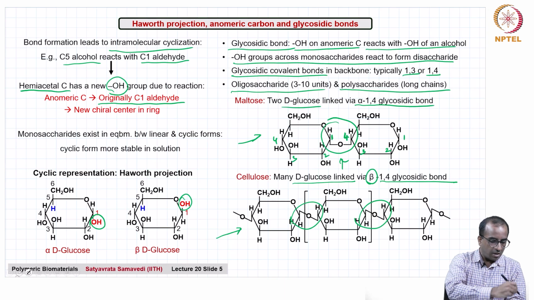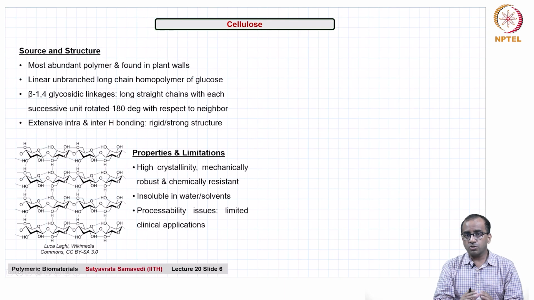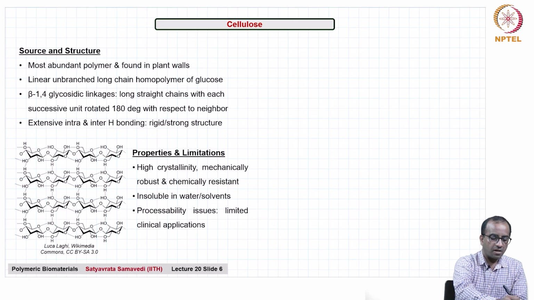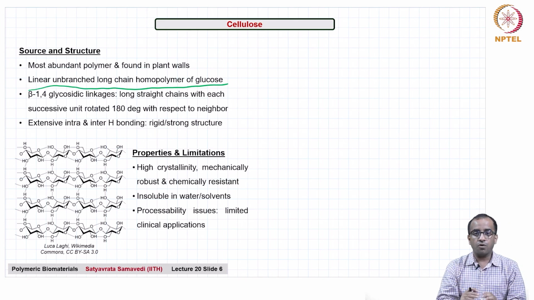Now, what we will now do is to use this understanding to look at three very specific types of polysaccharides that are biomedically important. The first one is cellulose. Now, cellulose is a very popular biopolymer. It's the most abundant naturally found polymer because it's found literally everywhere. Wherever you have plants and trees, you have cellulose. It's found in plant walls, and it consists of a linear, unbranched, long chain of D-glucose units.